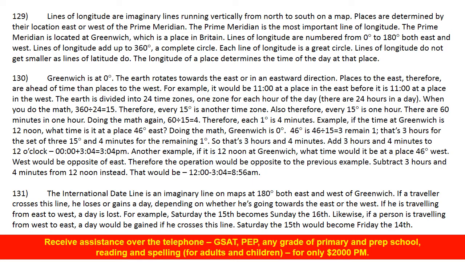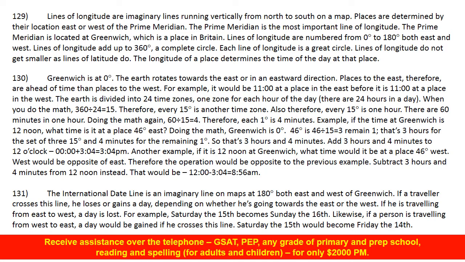Lines of longitude are imaginary lines running vertically from north to south on a map. Places are determined by their location east or west of the prime meridian. The prime meridian is the most important line of longitude. The prime meridian is located at Greenwich, which is a place in Britain. Lines of longitude are numbered from 0 degrees to 180 degrees, both east and west.